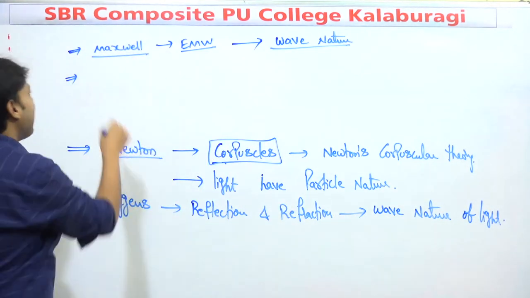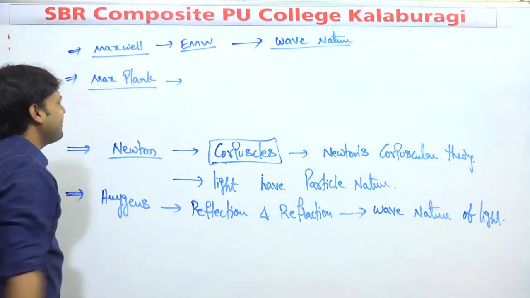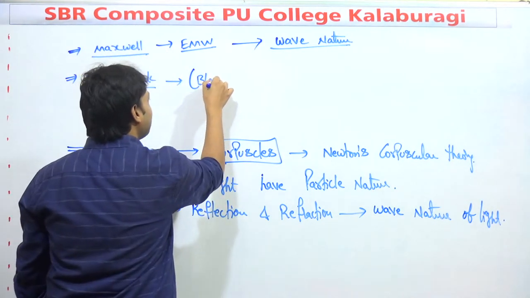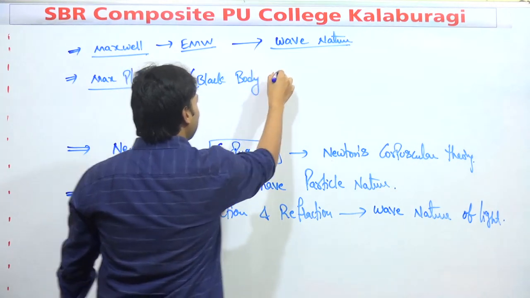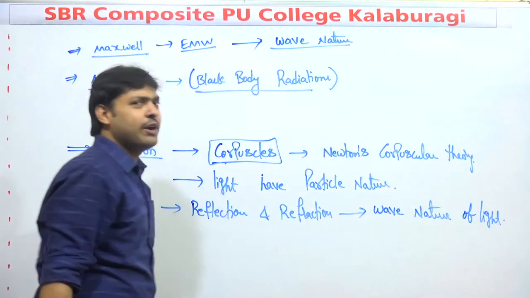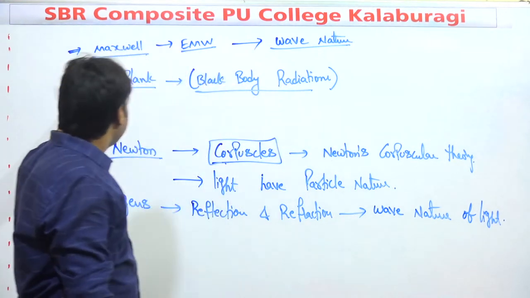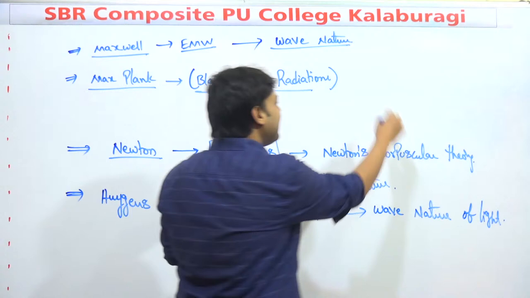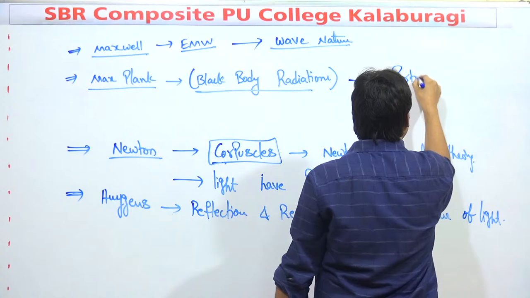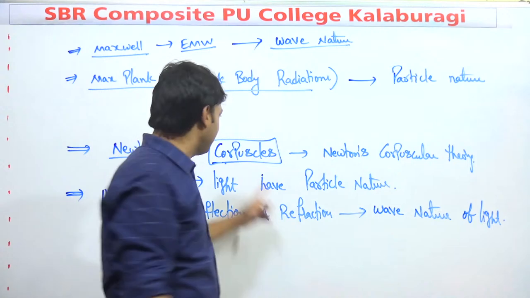Next, Max Planck. His contribution is that he did some experiments on black body radiation. I think we discussed black body radiation in 11th, right? So all those experiments were done by whom? Done by Max Planck. So finally he concluded that light, or matter, has particle nature. According to him, he said particle nature and he supported Newton's ideas.